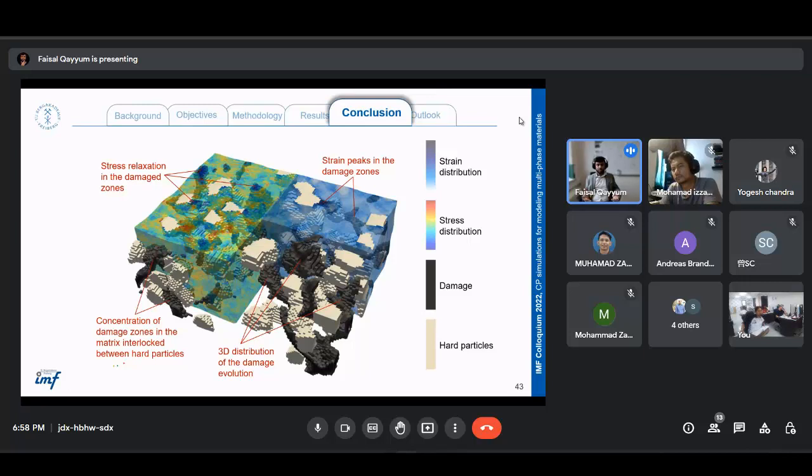The overall distribution of damage is 3D, so a void forms around the particle and not just on the surface, and the concentration of the damage zones is in the matrix interlock between the hard particles. So yeah, the overall phenomenon is 3D and not really 2D, and that is what we are working on these days.